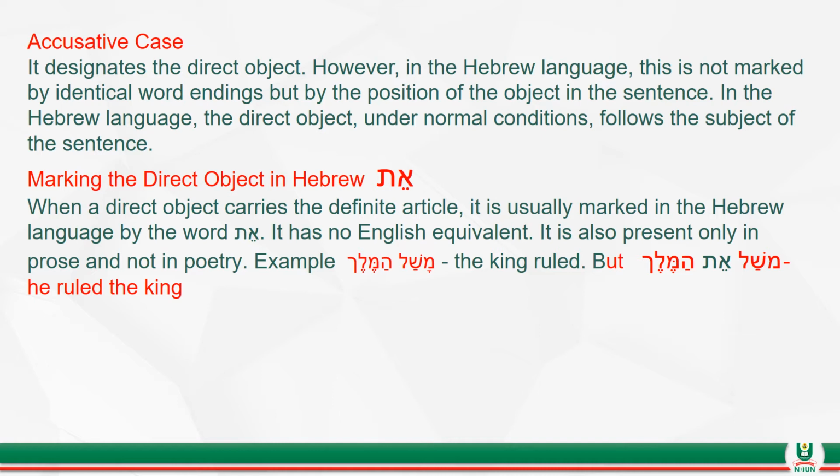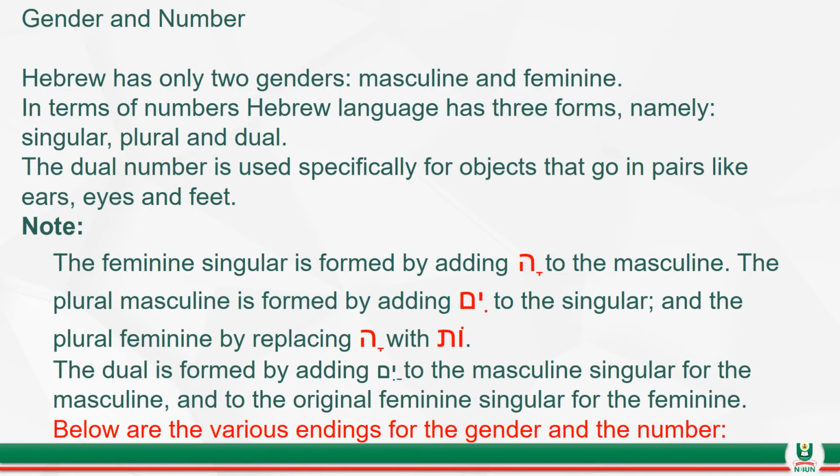So in the first sentence, the king is the subject, while in the second sentence, the king is the object. He is the one receiving the action of the subject. That is how the accusative case functions, especially with the marking of the direct object. Let's look at numbers.